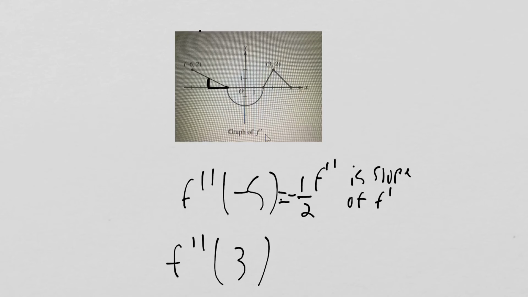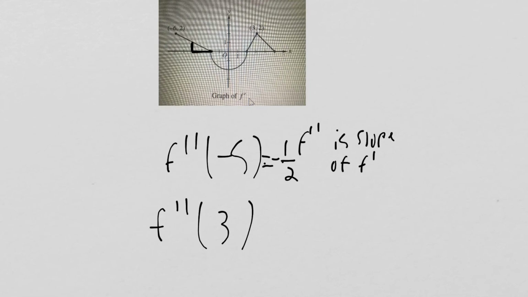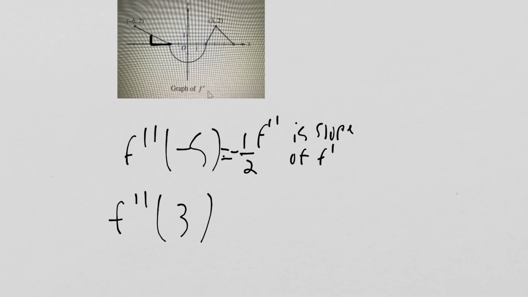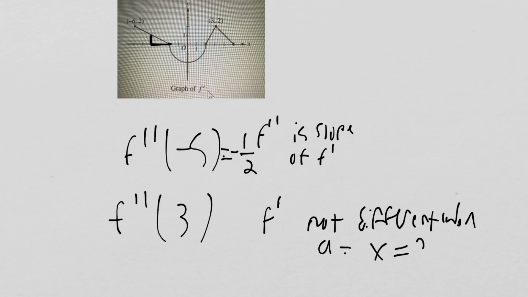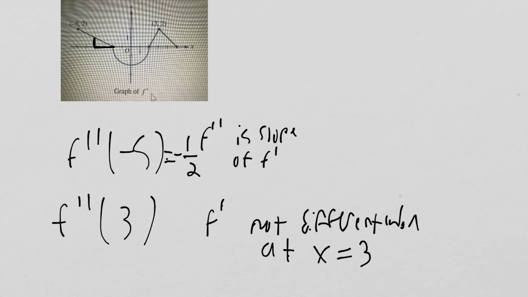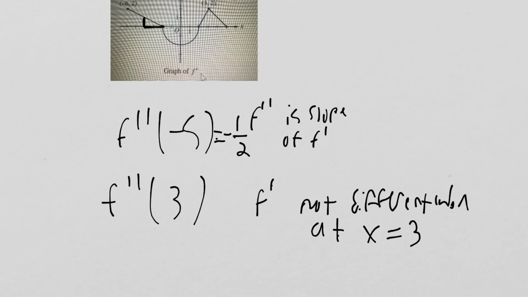Okay, so then what about f double prime 3? So x equals 3 is right here. F double prime 3 is not going to exist because f prime is not differentiable at x equals 3. So yeah, we'll just say f prime not differentiable at x equals 3. I think this is supposed to say differentiable, right? Sometimes it's hard to write with the iPad pen. Not differentiable at x equals 3.